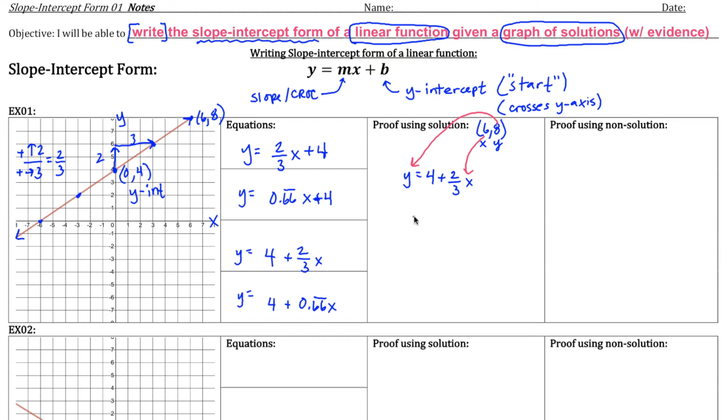So it should read 8 equals 4 plus 2/3 times 6. So 8 equals 4. That's going to multiply across. So 2 times 6 is 12. 3 times 1 is 3. And 12 divided by 3. Well, let me write that first. 8 equals 4 plus 12 divided by 3 is 4. So we get 8 equals 8.